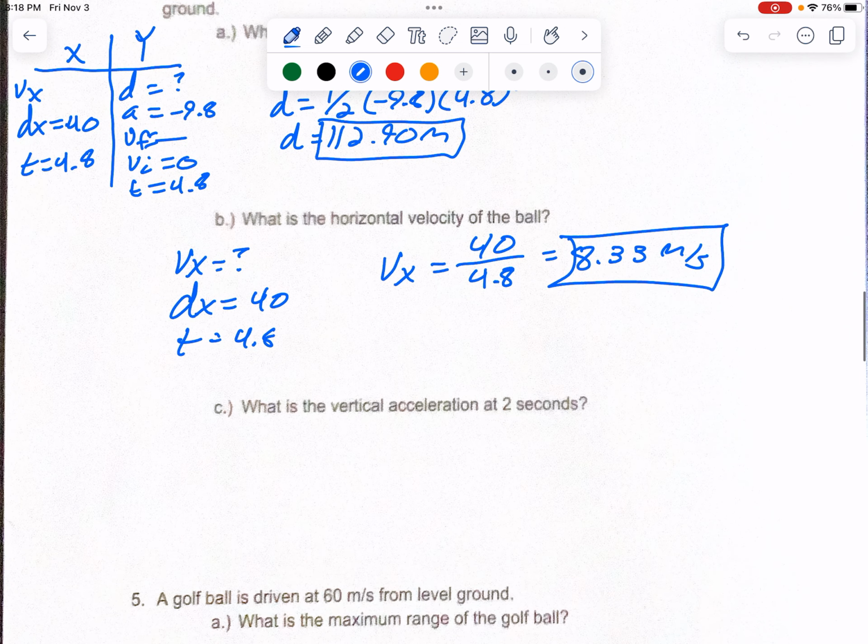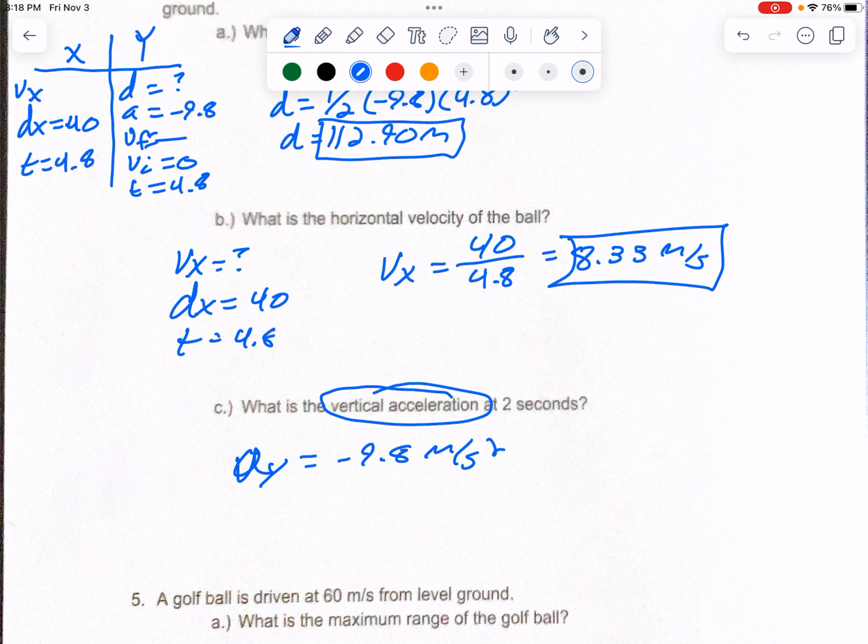Part C, what is the vertical acceleration at 2 seconds? So this is kind of a trick question. Okay, what do we always know the acceleration to be vertically? Okay, so remember, your vertical acceleration, or ay you can call it in this case, is always going to be negative 9.8 meters per second squared.